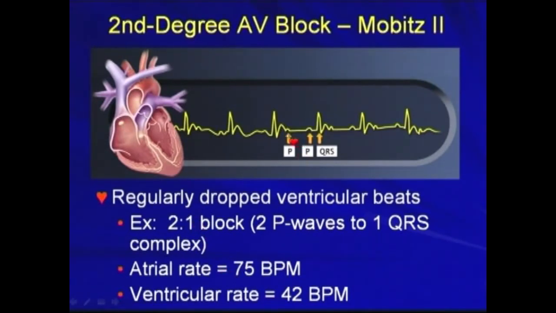So here, this P wave is not conducted. This P wave is conducted to the QRS, and this is not conducted. This is conducted. For every conducted P wave, the PR interval is constant. And this is the Mobitz type 2 heart block.